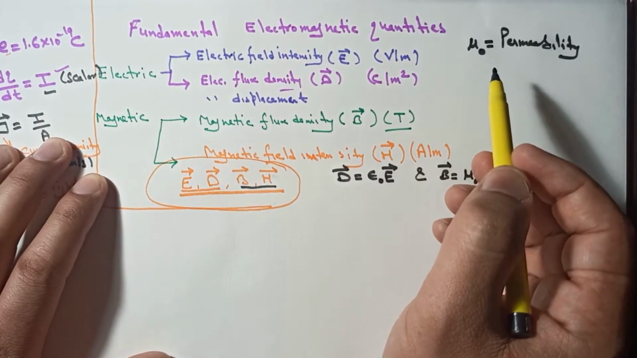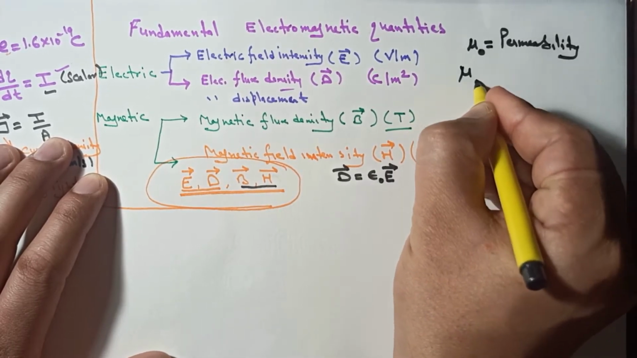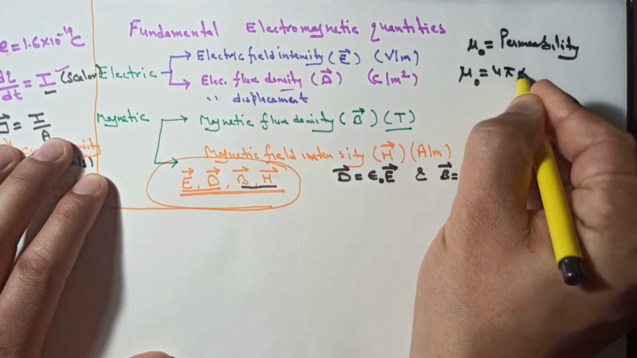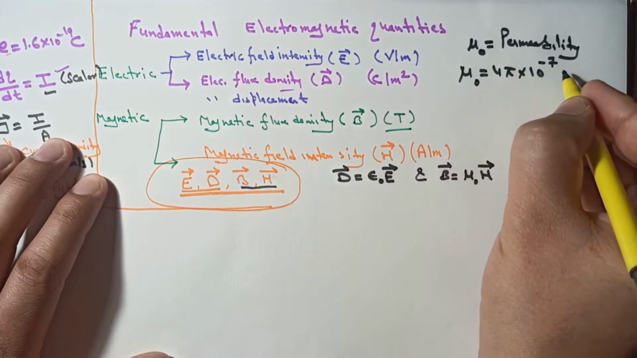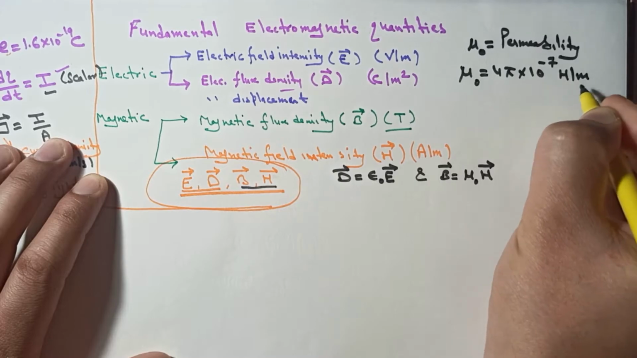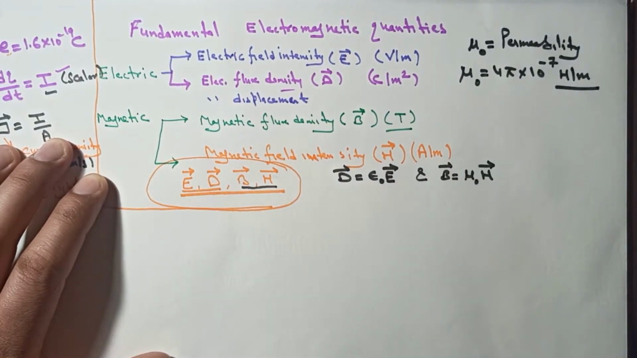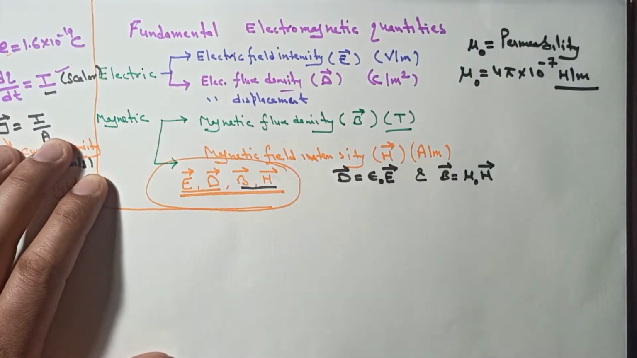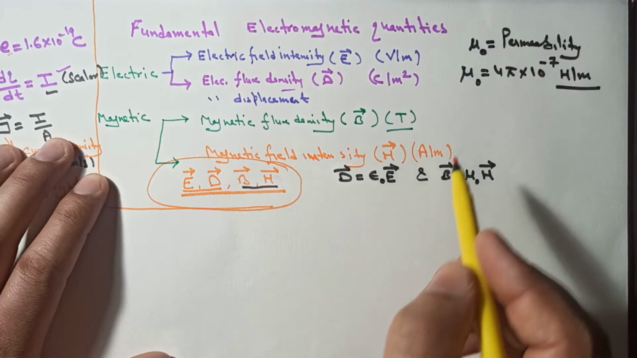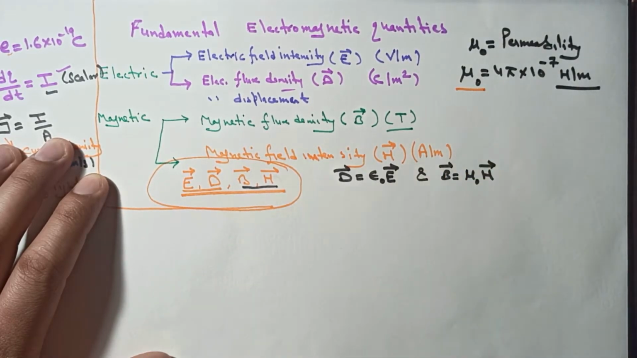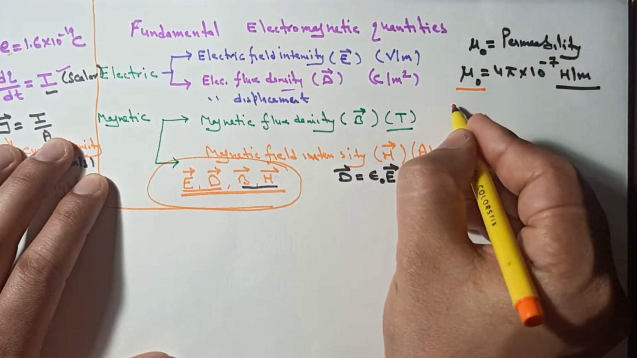Okay, so let us see the value. The value is 4 pi into 10 to the power minus 7 Henry per meter. Now see the units. Units are Henry per meter. Henry is an inductor's unit. So you can say that this mu naught is the inductance of free space.